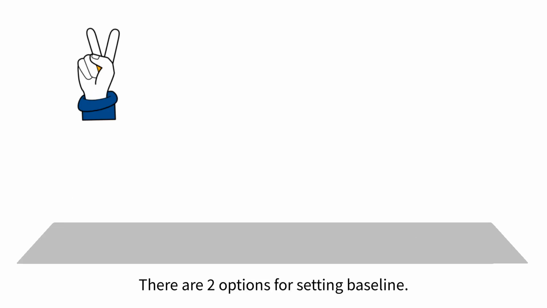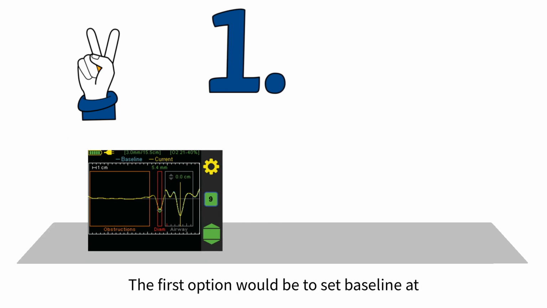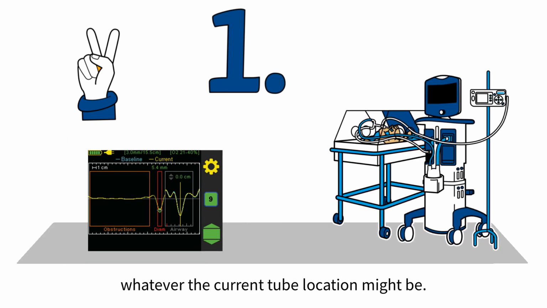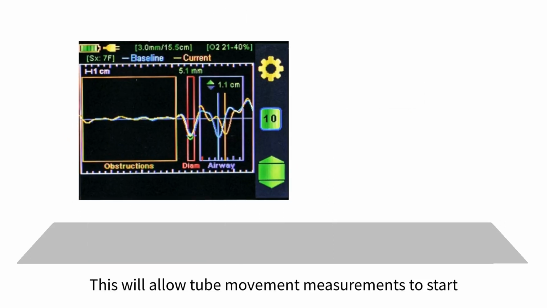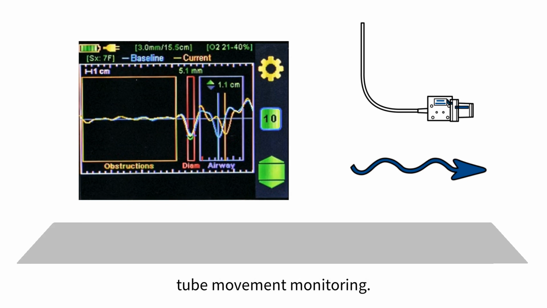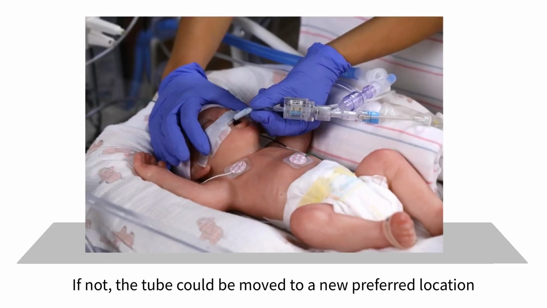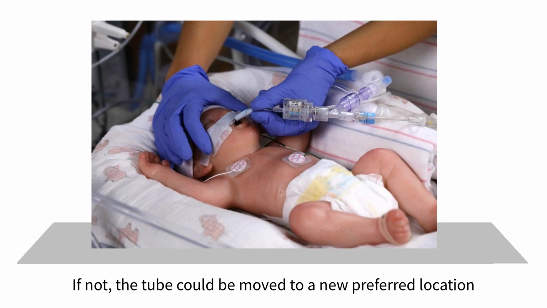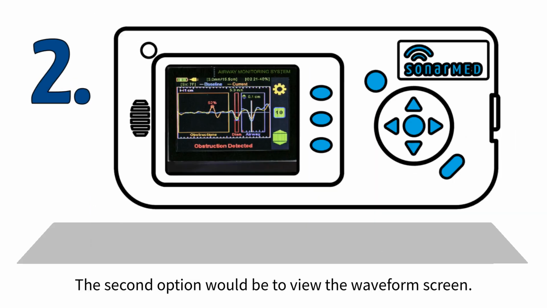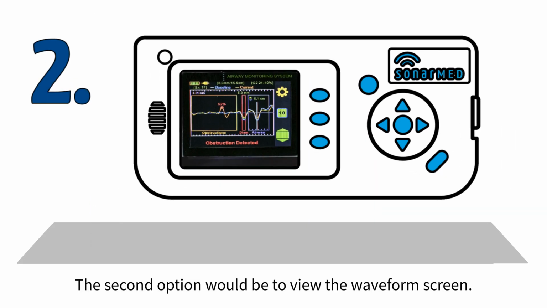There are two options for setting baseline. The first option would be to set baseline at whatever the current tube location might be. This will allow tube movement measurements to start and afford the clinician an opportunity to assess if that location is acceptable for continuous tube movement monitoring. If not, the tube could be moved to a new preferred location and then the baseline reset once the tube has been secured. The second option would be to view the waveform screen.